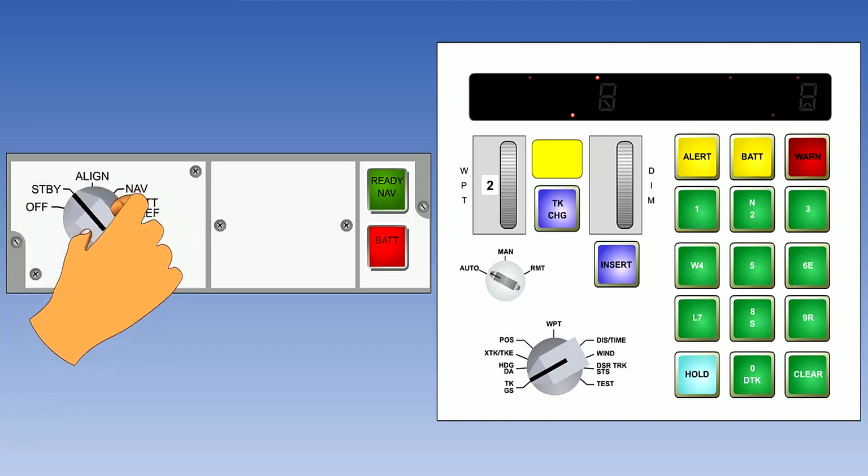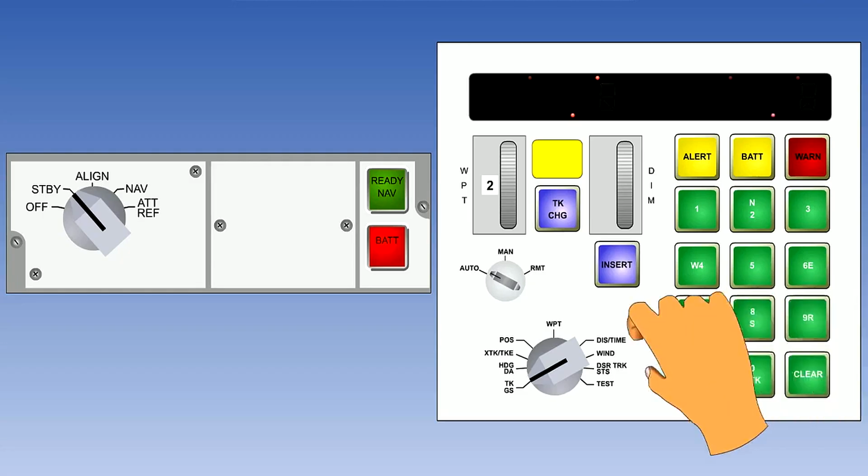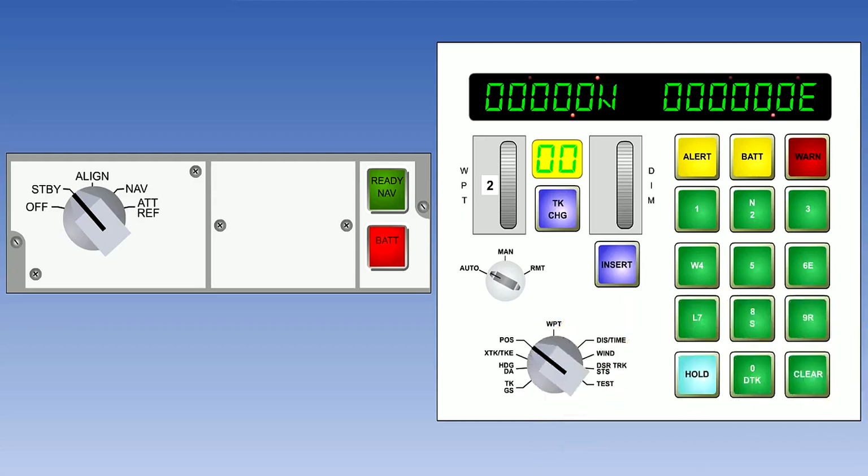The INS mode selector unit, or MSU, is then switched from off to standby. This allows aircraft power through to the INS and initiates the INS's own power supplies. With standby selected, it is now possible to enter an initial present position. Switch the MSU rotary switch to POS, which stands for present position.